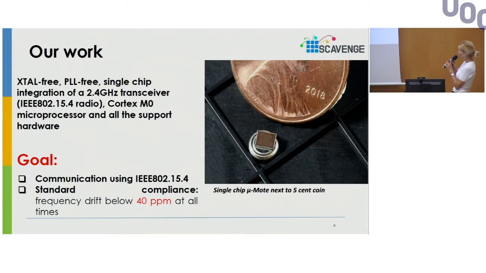So, our work is focused on a prototype implementation of a crystal-free radio. It has no crystals, no phase-locked loops. It integrates IEEE 802.15.4 radio, the microprocessor and all the support hardware needed by the sensor node. And our goal is to enable communication using IEEE 802.15.4. By enabling communication using this standard, we mean maintaining the frequency drift below the 40 ppm limit at all times. This is what the standard requires for the compliant devices.